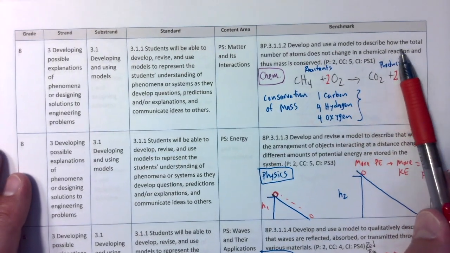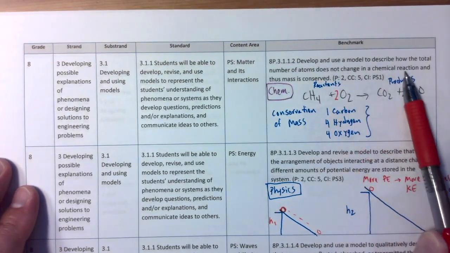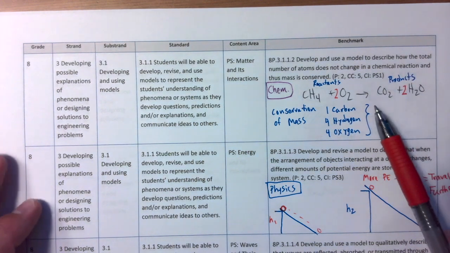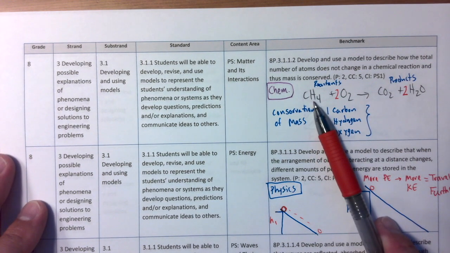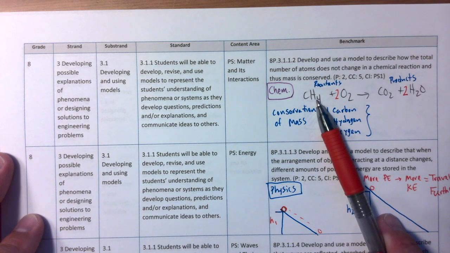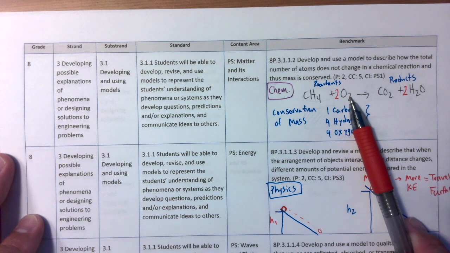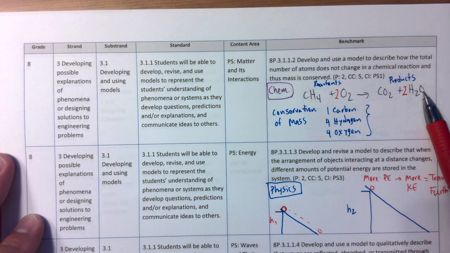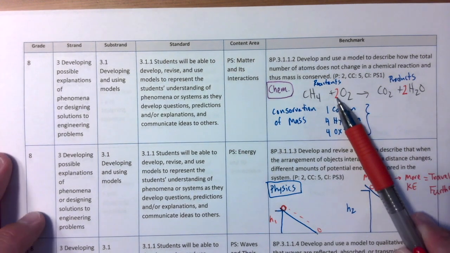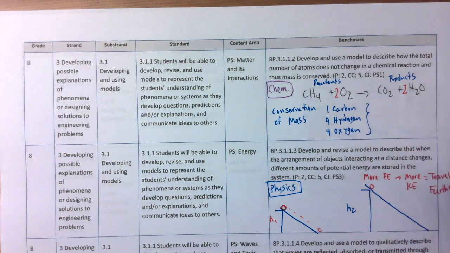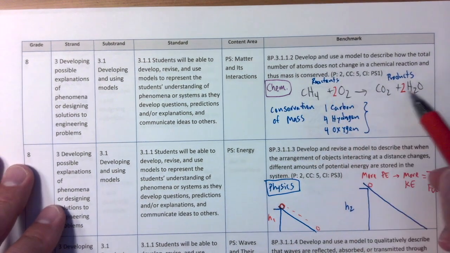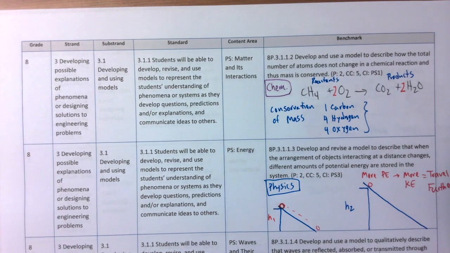Develop and use a model to describe how the total number of atoms does not change in a chemical reaction. So we're into chemistry now. This is your good old-fashioned balancing equations. So I just gave an example. You're burning methane gas, CH4 plus O2, CO2 and H2O are yielded, and then you got to balance them out. It's kind of like a teeter-totter, right? You got to have the same number of atoms on both sides.